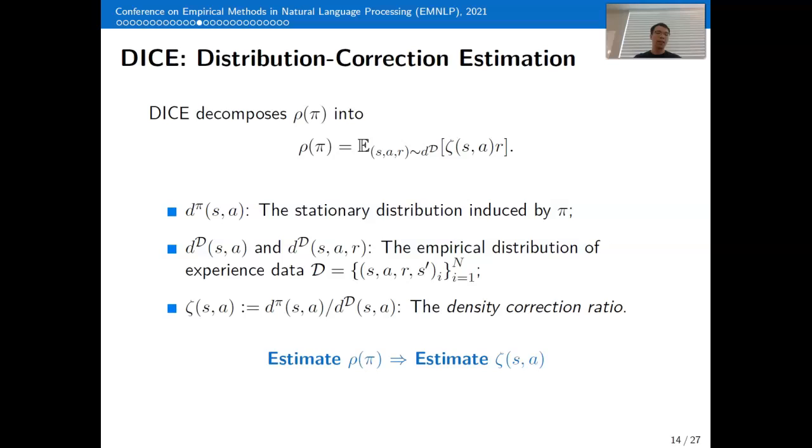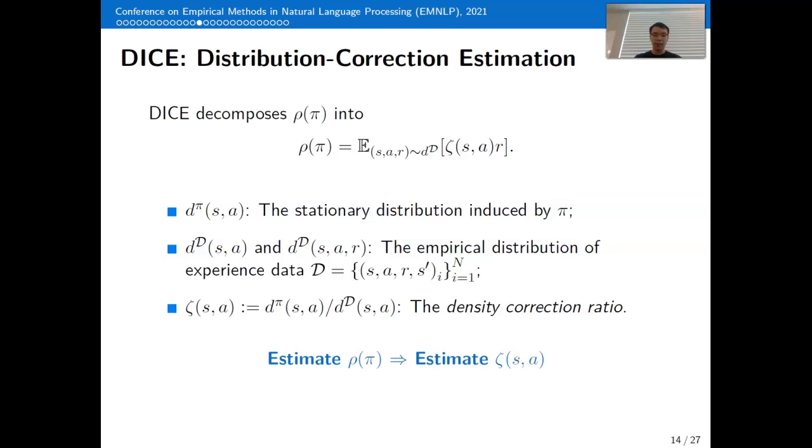And then we can apply the DICE method. The DICE method essentially decomposes rho pi into this formula, which enables us to sample from the experience data instead of sampling from the real interaction. So we introduce an additional term here.